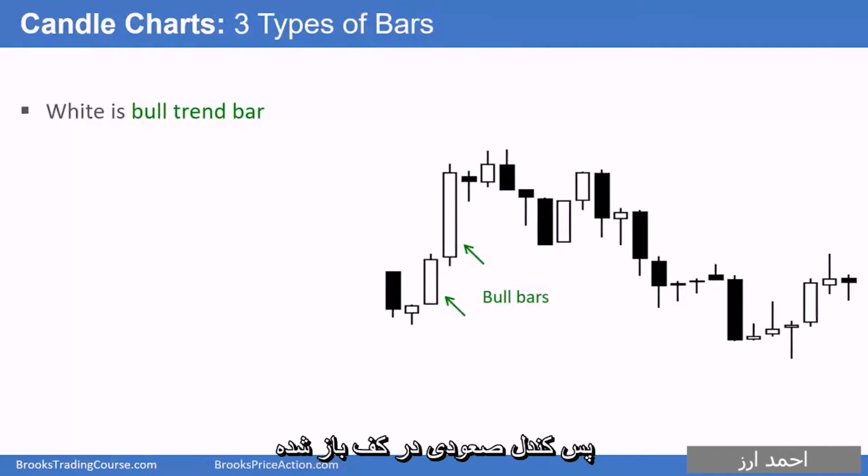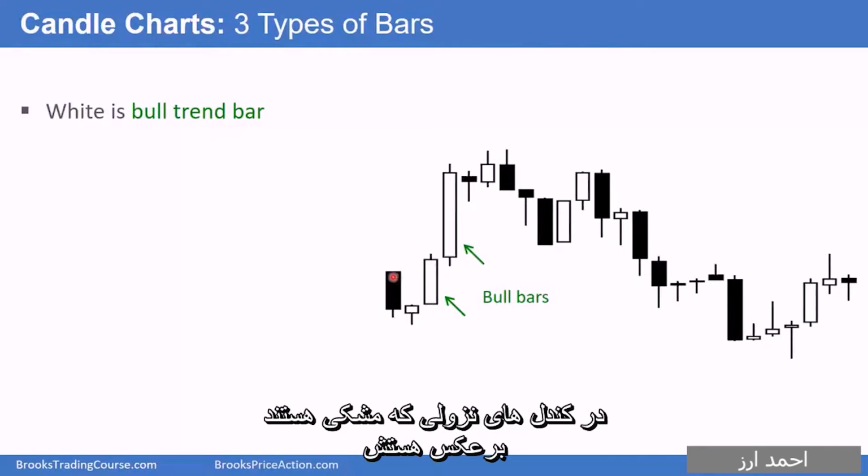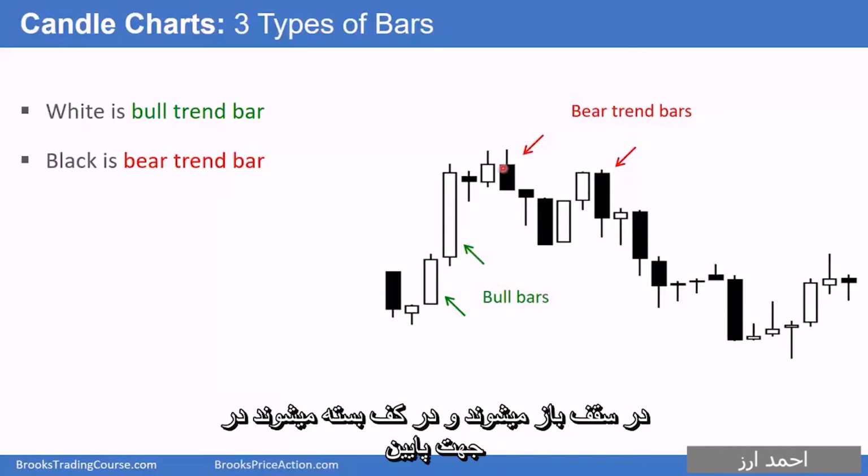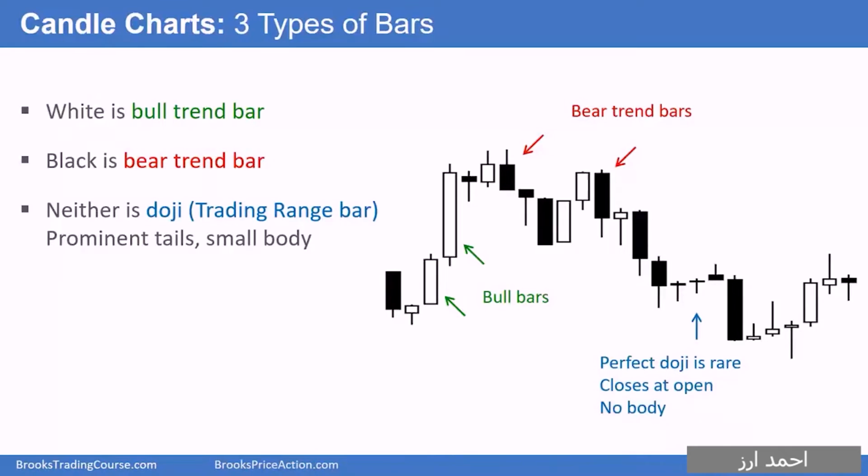So bull bars, every white bar, the bottom of the rectangle is when the bar opened, the top is when it closed. Every black bar, the open is at the top and the close is at the bottom. Bear trend bar, opened here, closed there. And then trading range bars, doji bars.